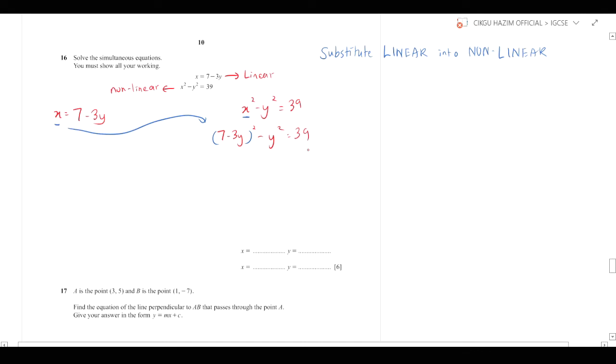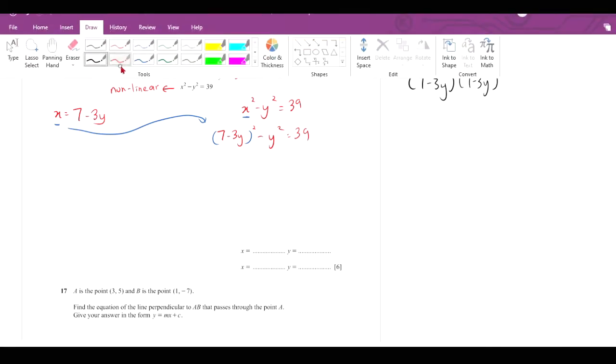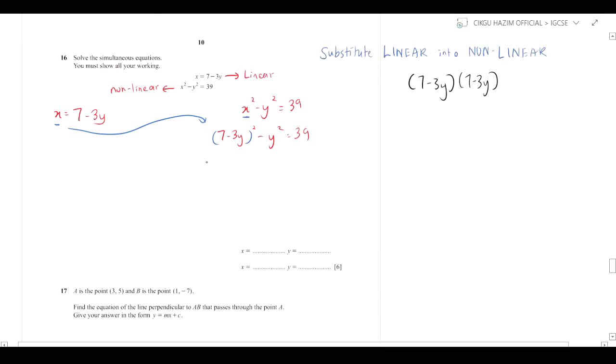Expand the bracket. How do you expand it? Of course, you expand it as usual. I expand it quickly. If you don't want to expand it quickly, you can expand it slowly, as in 7 minus 3y multiplied by 7 minus 3y. If I expand it quickly here, 7 squared is 49. 7 multiplied by negative 3y is negative 21y, multiplied by 2 is negative 42y. And negative 3y multiplied by negative 3y, or negative 3y squared, is positive 9y squared. Then minus y squared equals 39.